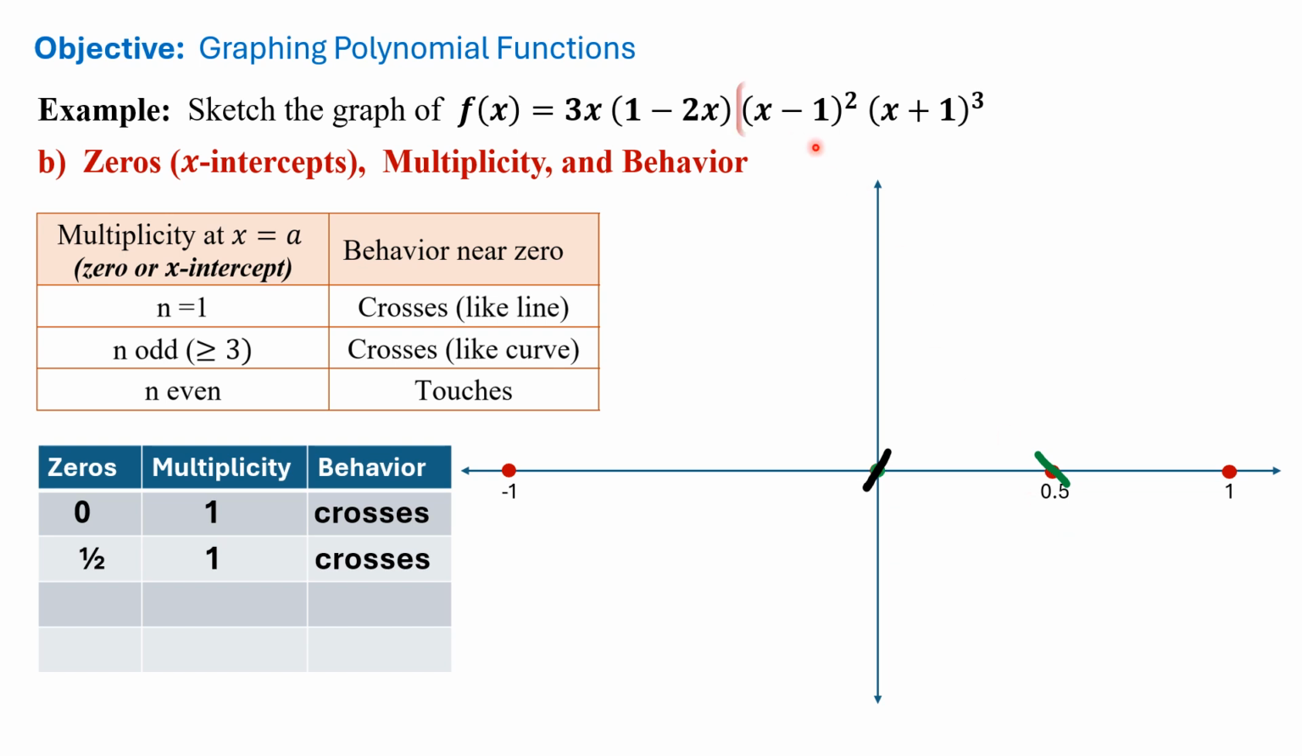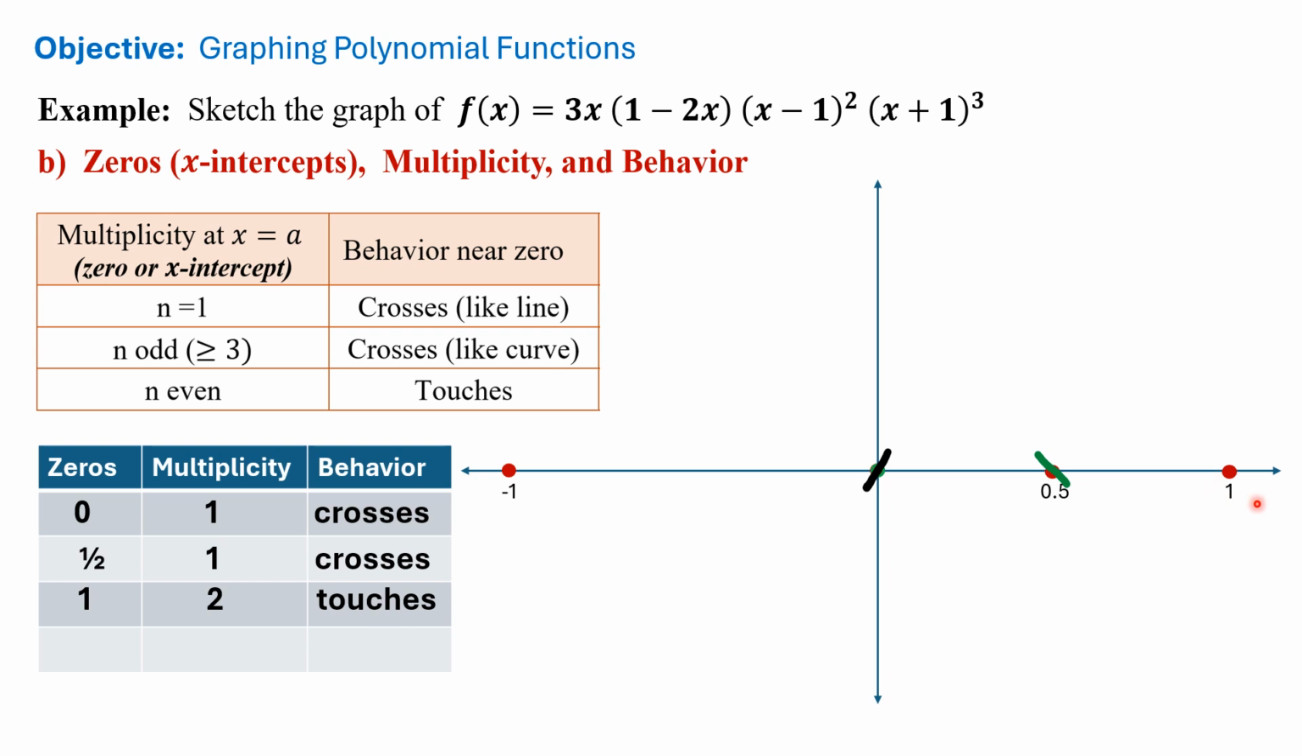Then the next factor is x minus 1 power 2. And the 0 here is 1. Since the power of x minus 1 is 2, its multiplicity is 2. Since it is even, the behavior of the function near 0 touches. So let us locate the 0, which is 1.